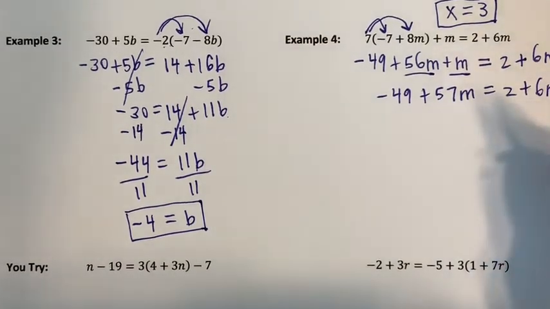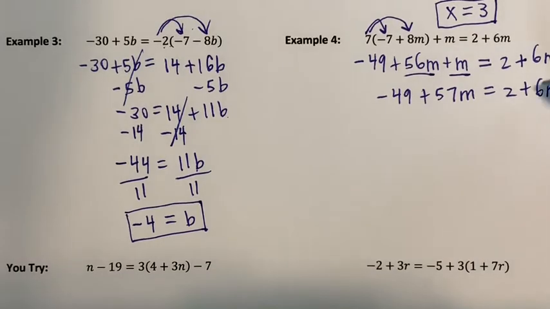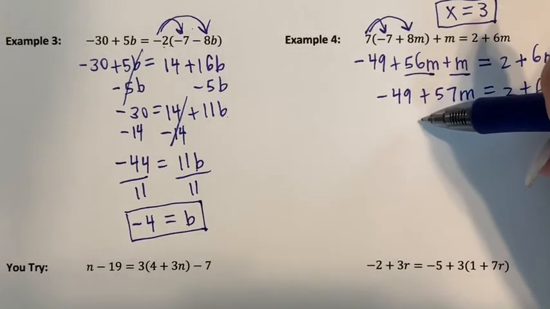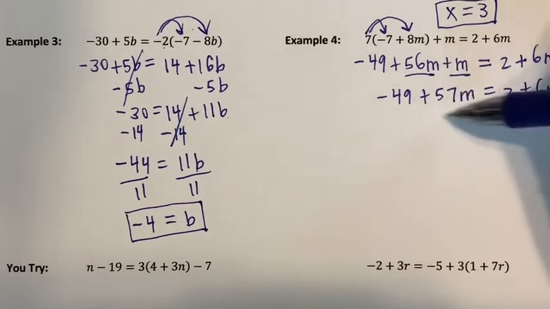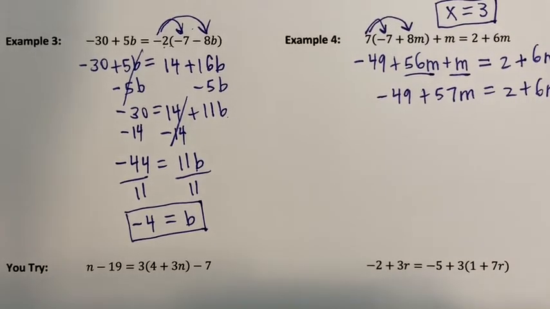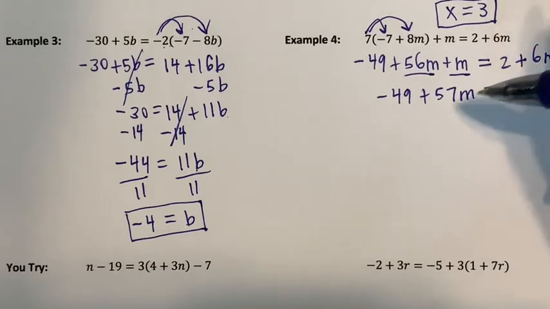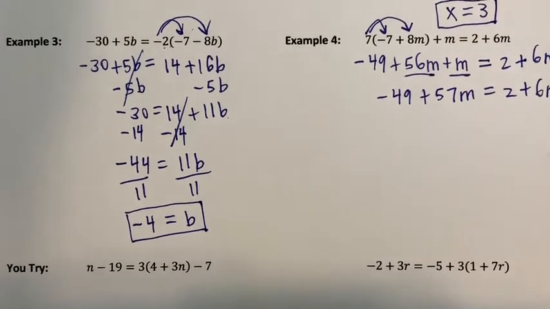Let's move m's to the left. And again, I'm going to move the 6m to the left hand side of the equal sign. But if you want to move the 57m to the right, that's fine too. You'll get the same answer at the end. You just need to pick one side of the equal sign for your variables and one side for your constants.